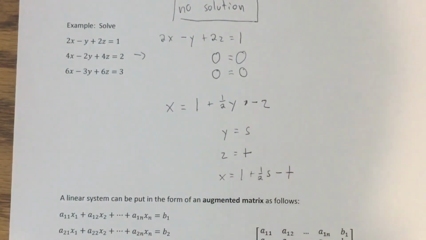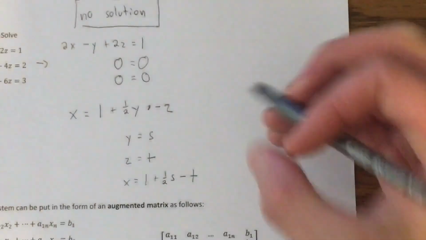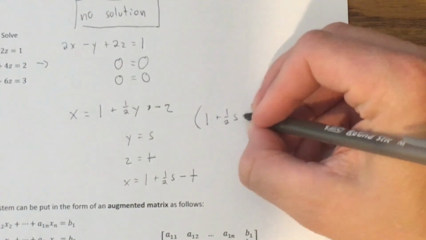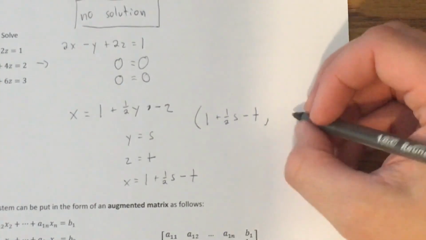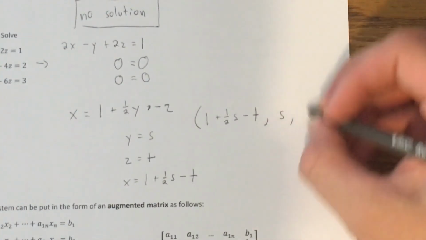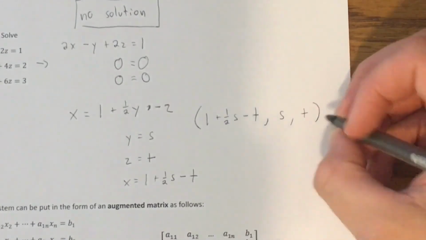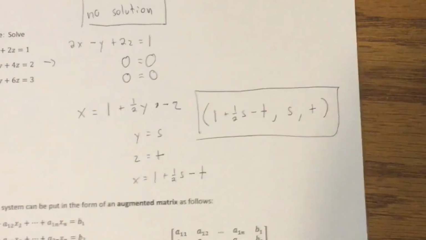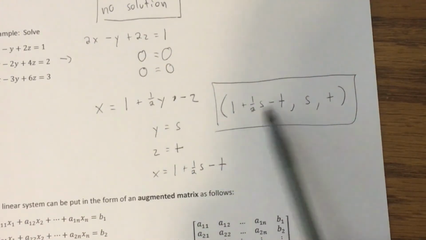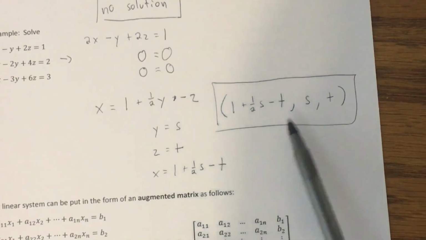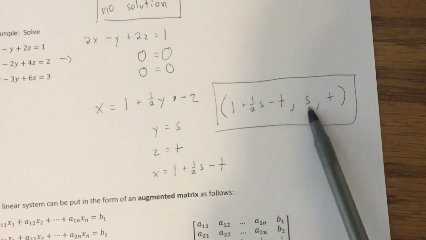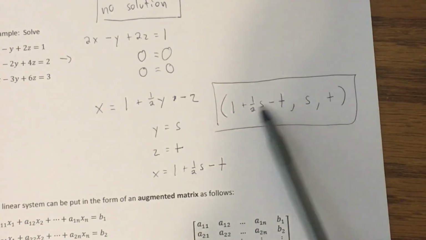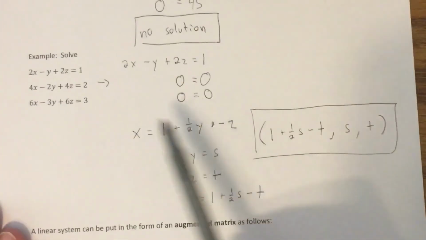I can put all of these in the form of an ordered triple, making sure x comes first, so 1 plus 1/2 s minus t. y comes next, we define that to be s, and then z comes last, we define that to be t. This is called a parameterized solution set. And the way we interpret this, notice it's an ordered triple. Again, if I plug any number I want into the s's, and then any other number I want into the t's, the resulting ordered triple will be a solution to this system.